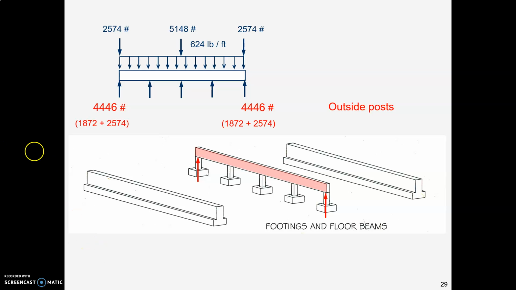So let's return to our free body diagram of our floor beam. We're thinking about our outside posts. We just found that they're supporting 1872 from this floor business. But remember, they also support 2574 pounds that are coming down from that column. So underneath this floor beam, we've got the load of the column plus the tributary area of the floor. So we've got 46 pounds at the end post at each end of that floor beam.